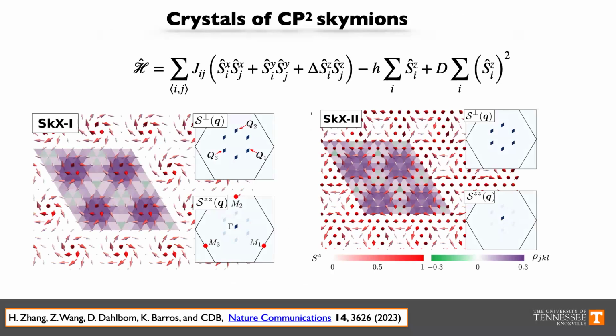What sets the lattice spacing in your skyrmion crystal? The ratio between J2 and J1. So I told you that you have two competing interactions, and that sets the lattice spacing.